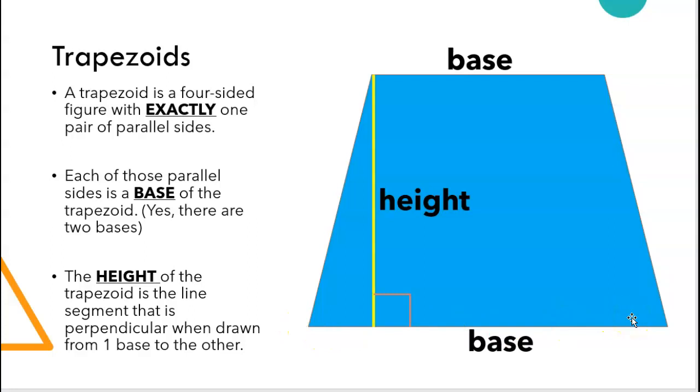And just like a triangle and a parallelogram, the height for a trapezoid is the length or the distance between the two bases. It will usually be marked with our 90-degree angle and a dotted line or a dashed line. Sometimes it'll be called the height, sometimes it won't.